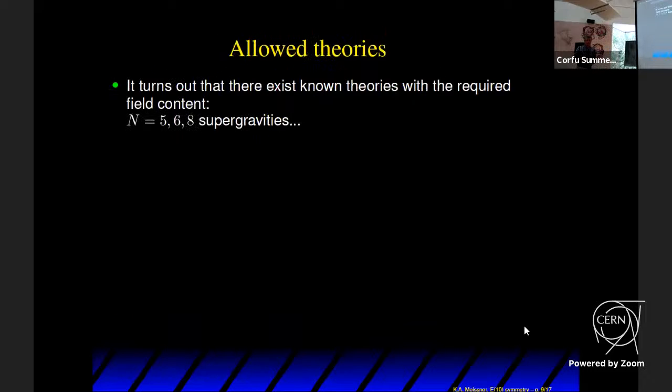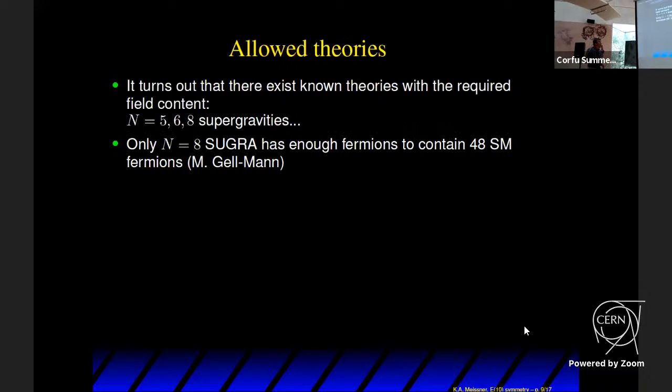That is probably connected to the fact that they have absolutely incredible finiteness properties, as proven by the maximally helicity violating amplitudes, up to 4 loops and starting on. Only those, but the first 4 do not have these properties. So only the N equals 8 supergravity of those has enough fermions to contain 48 degrees of freedom of the standard model. I'm talking about fermion degrees of freedom. So we have 6 quarks, each of 3 colors, and we have 6 leptons.